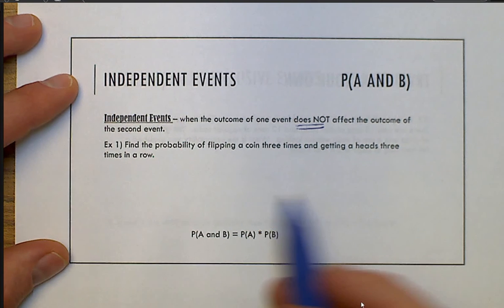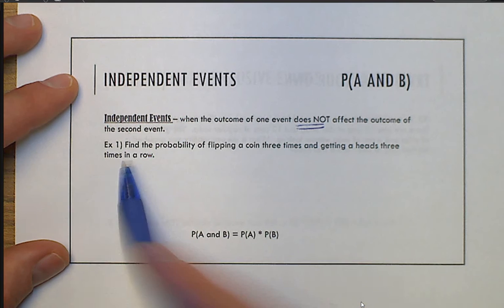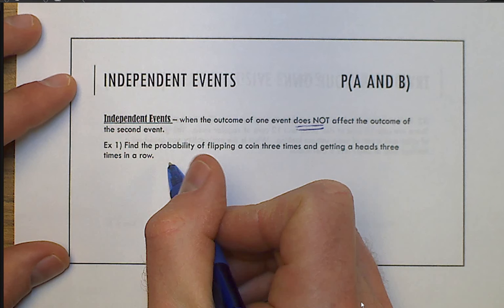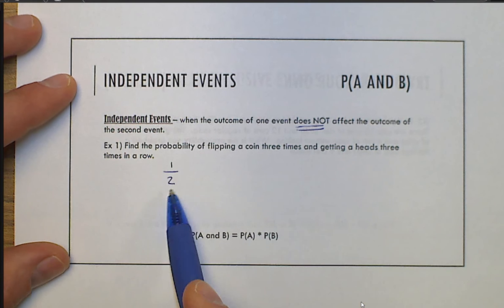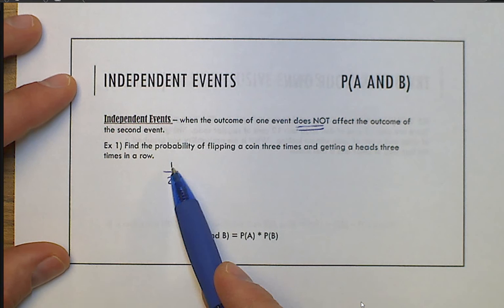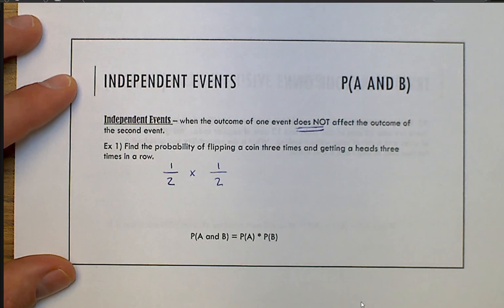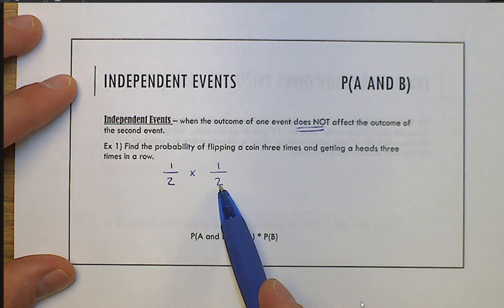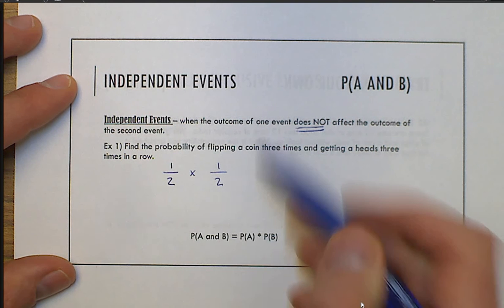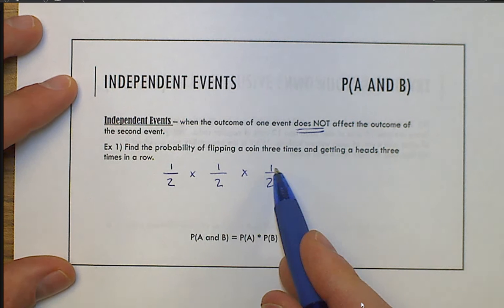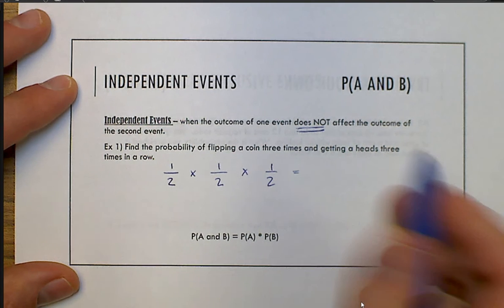Now let's actually find this probability, right? So a coin has 2 sides, heads or tails. So on the first flip, we know that there are 2 possible outcomes, head or tail. We want a head, which would be 1/2. The second time we flip the coin is going to have the same fraction because there's still 2 outcomes on the second flip and we still want a head. On the third flip, there are still 2 outcomes. We still want a head. So we multiply those together and we get 1/8.